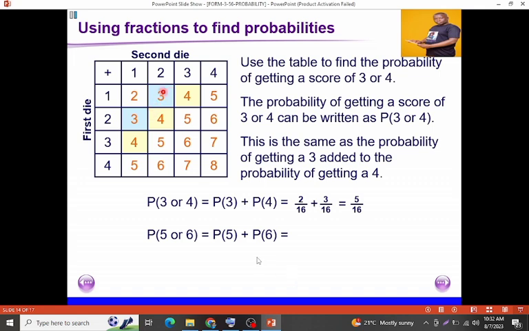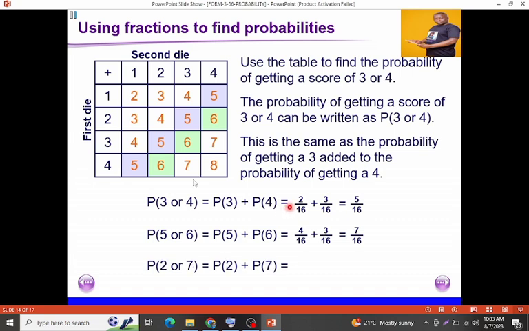What about the probability that it is a 5 or a 6? So you take the probability that it is a 5. Just count how many 5s you have. So you have 4 of them here, plus the probability that it is a 6. So we have 3 of them. So the probability that it is a 5 is going to be equal to the number of 5s, which is 4, divided by the total number of outcomes. Similarly, for the probability that it is a 6, you take the number of 6s, which is 3. Then you add them together, it will give you 7 out of 16.